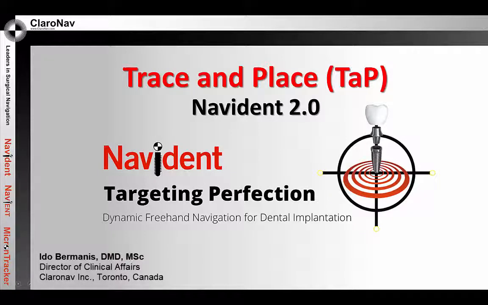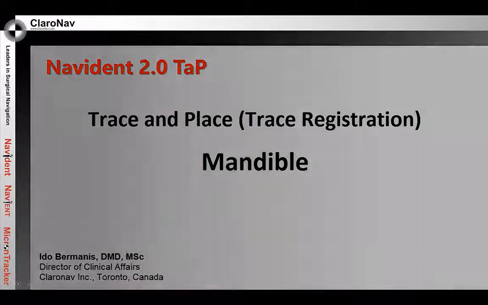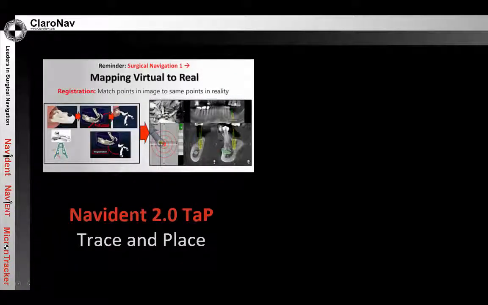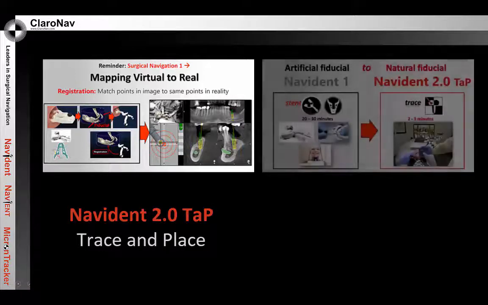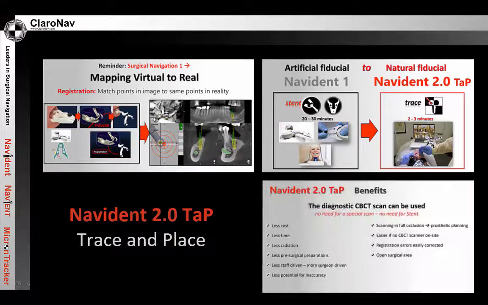Welcome to our third and last webinar in the NAVIDENT 2 TAP trilogy. Today's webinar will deal with trace registration or trace and place in the mandible. On our first webinar, we introduced NAVIDENT's new trace registration method, which utilizes natural structures already present in the conventional diagnostic CBCT scan, such as teeth, crowns, and abutments, and uses them as a natural fiducial for the registration, instead of the traditionally used artificial fiducial.